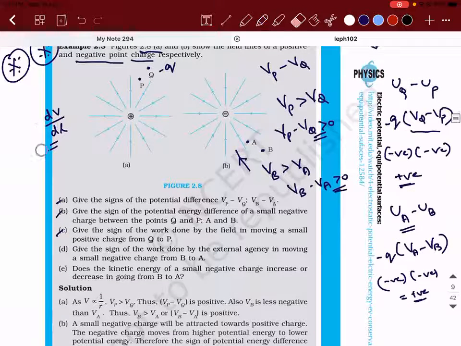Okay. Now observe, what is the direction of electric field in the first case? It is in this way. Accepted. What is the direction of motion of charge from Q to P? So what can you say is the angle between force and displacement? So is it going to be negative or positive? That's the answer.